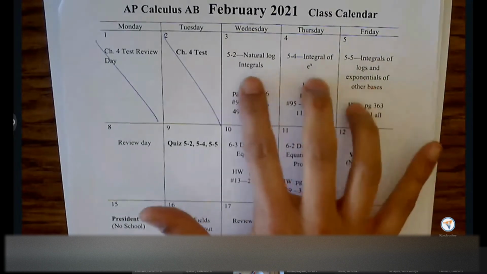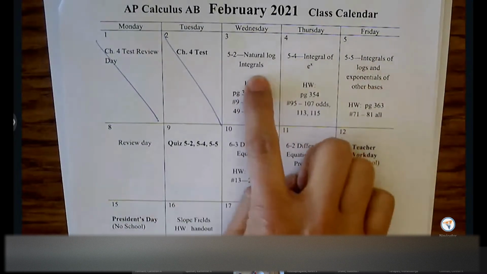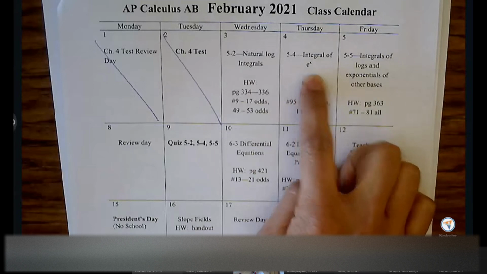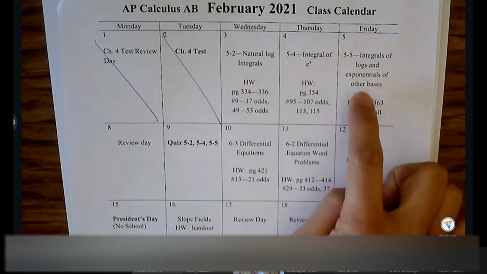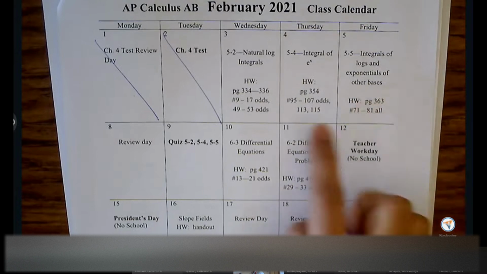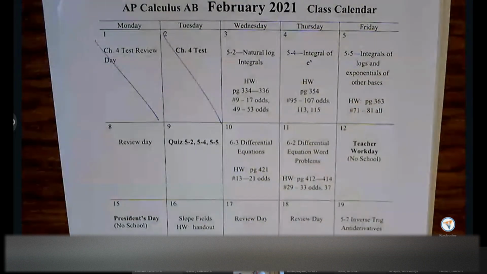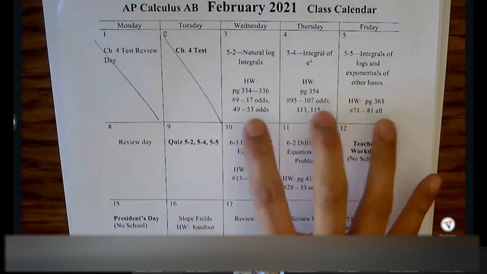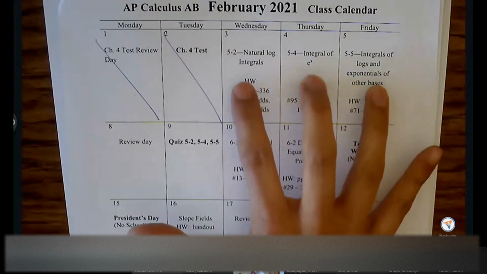Now, we've seen these derivative rules. We've seen derivative rules for natural log. We've seen the rule for e to the u. We've seen derivative rules for a to the u and log base a. But now we're just working backwards. We're working backwards from those derivative rules using antiderivatives.